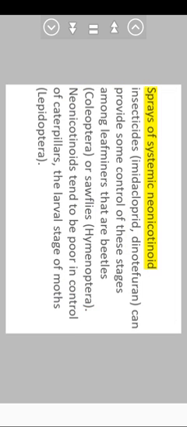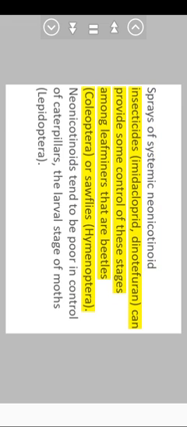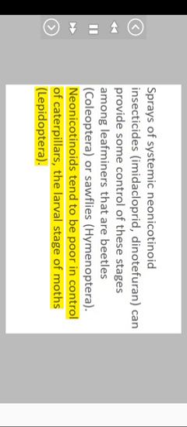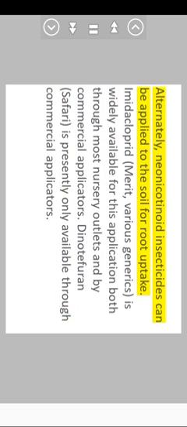Sprays of systemic neonicotinoid insecticides, imidacloprid and dinotefuran, can provide some control of these stages among leaf miners that are beetles (Coleoptera) or sawflies (Hymenoptera). Neonicotinoids tend to be poor in control of caterpillars, the larval stage of moths (Lepidoptera).